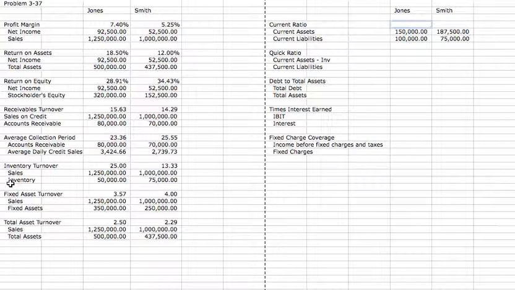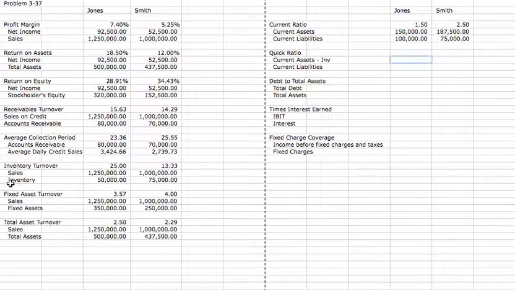So Jones' current ratio would be current assets divided by current liabilities, and Smith's is current assets divided by current liabilities. So Smith's current ratio is stronger, more healthy, according to this calculation, than Jones. It's higher. The higher the current ratio, the better health or opportunity for that company to pay off their short-term lines of credit or short-term debt.